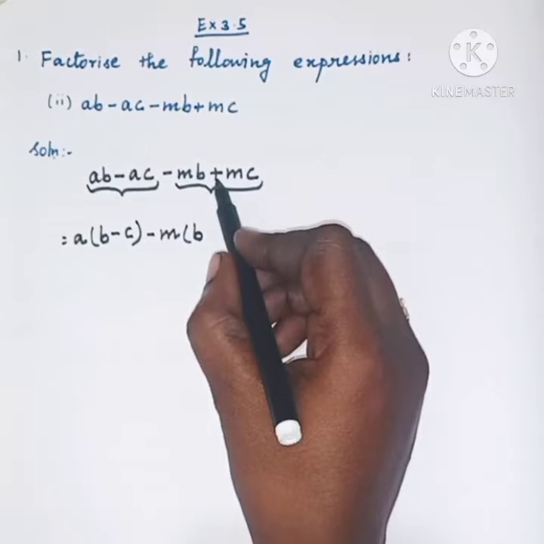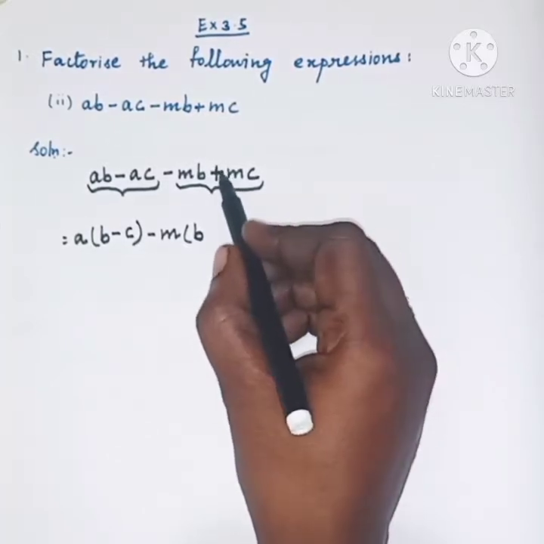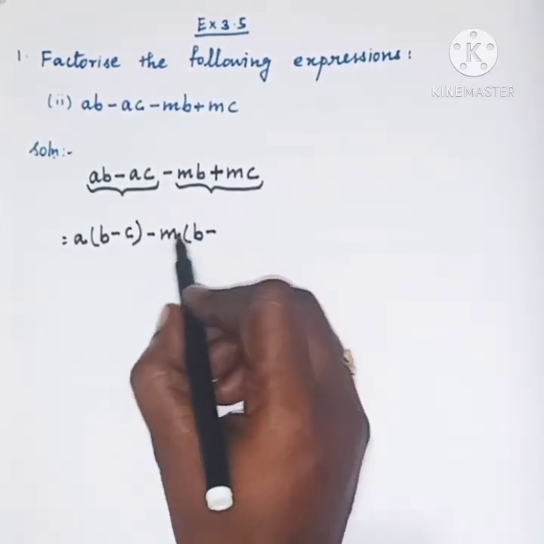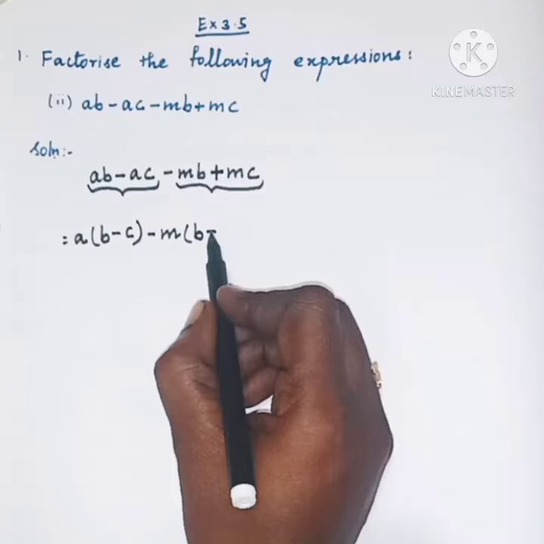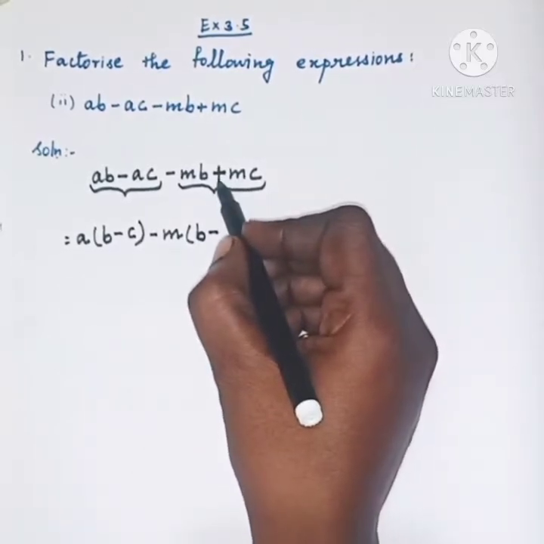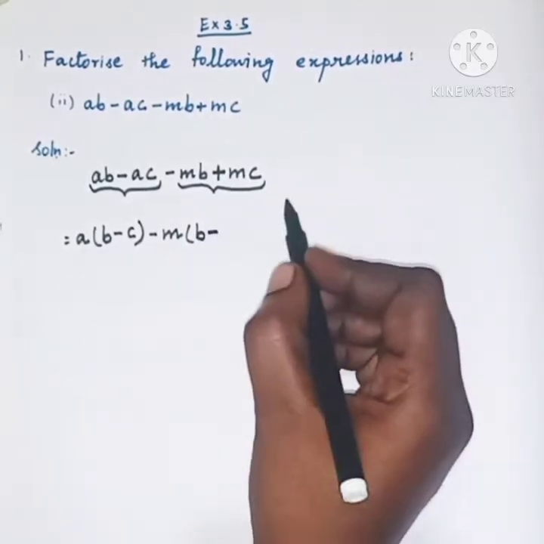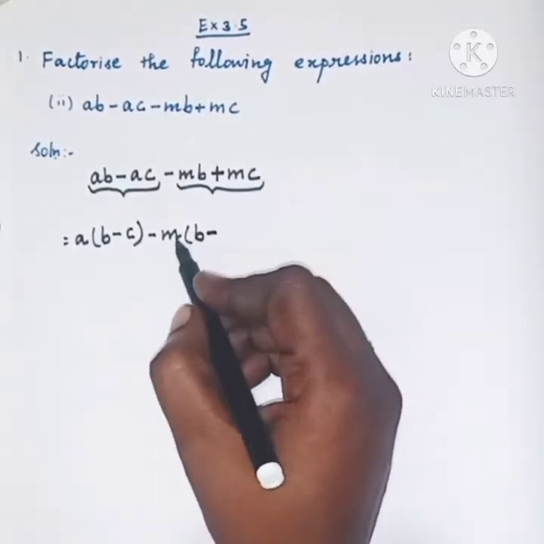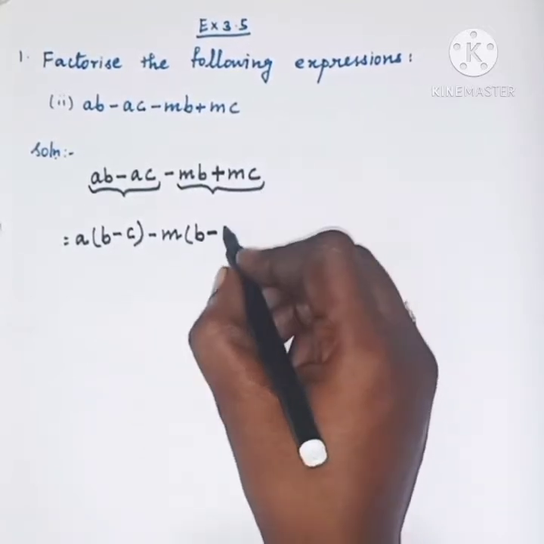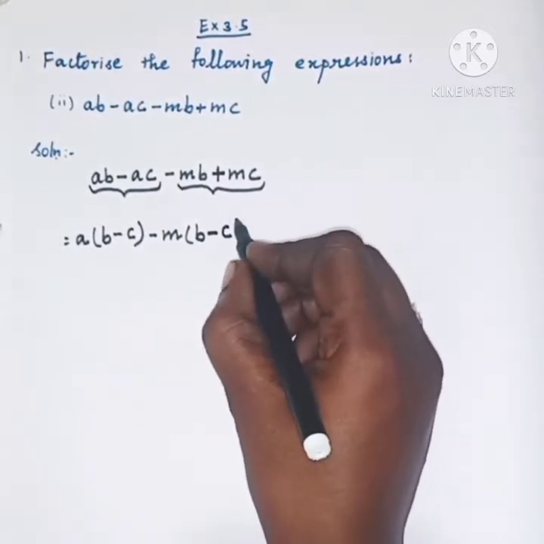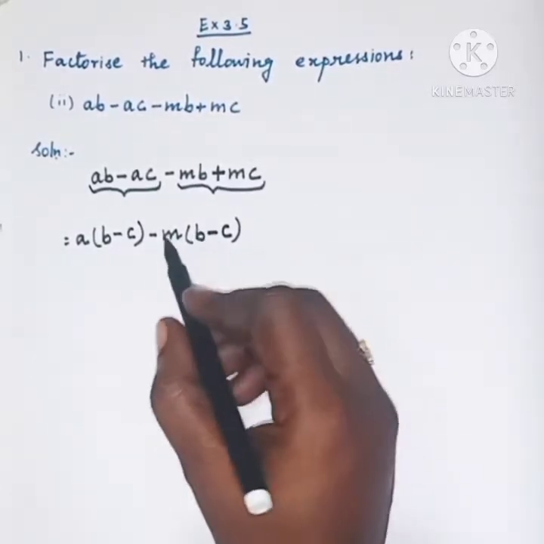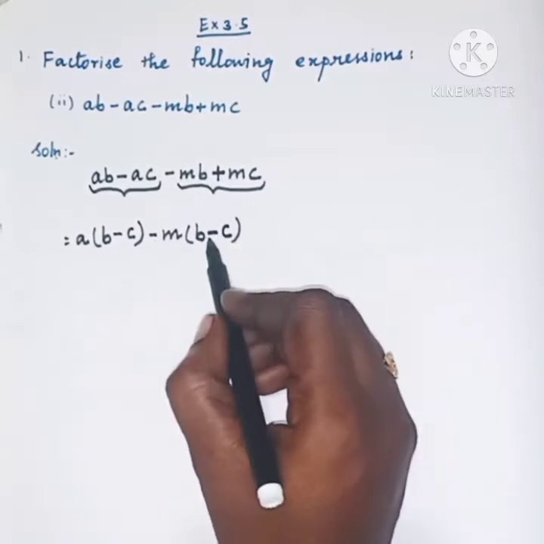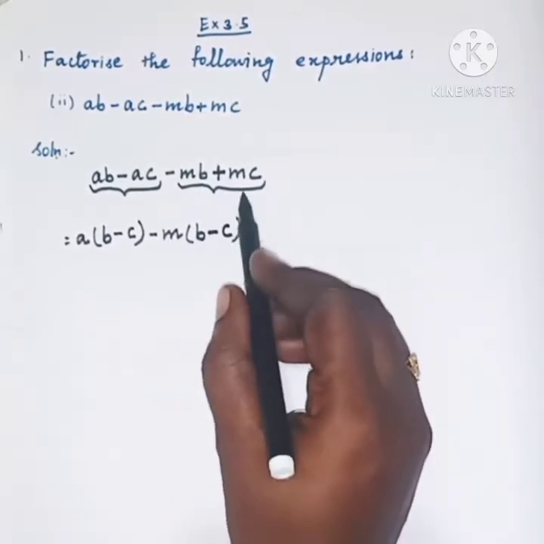Next sign we have here, what is the sign? Plus sign. So put the negative symbol, because minus we already took outside. Minus into minus will become plus. So we should put the minus symbol here. From this fourth term we took m commonly outside, so the remaining variable is c. Write that variable as it is. Now minus m into b is minus mb, and then minus into minus is plus, m into c is mc.